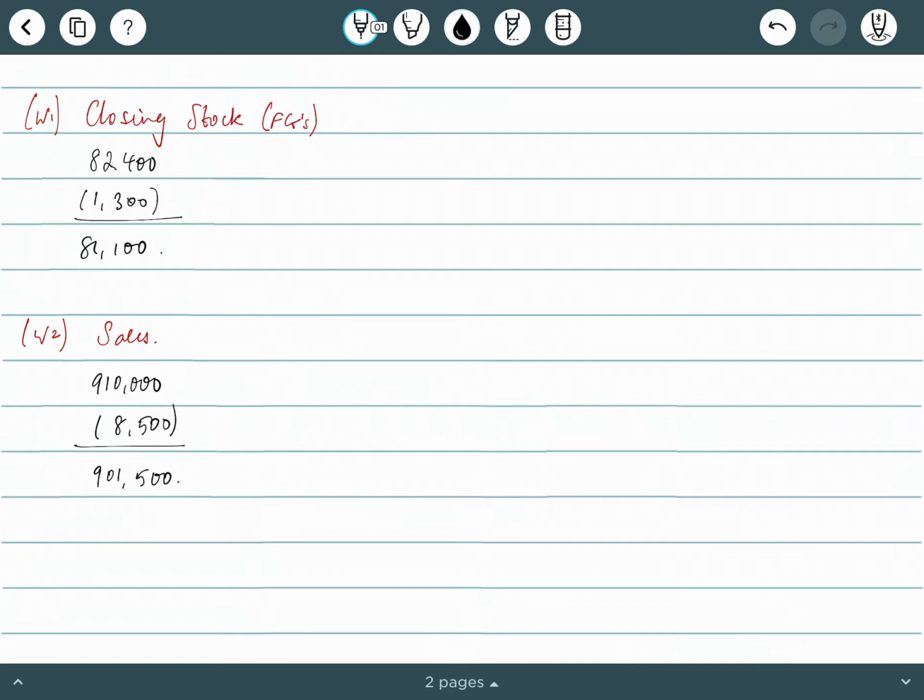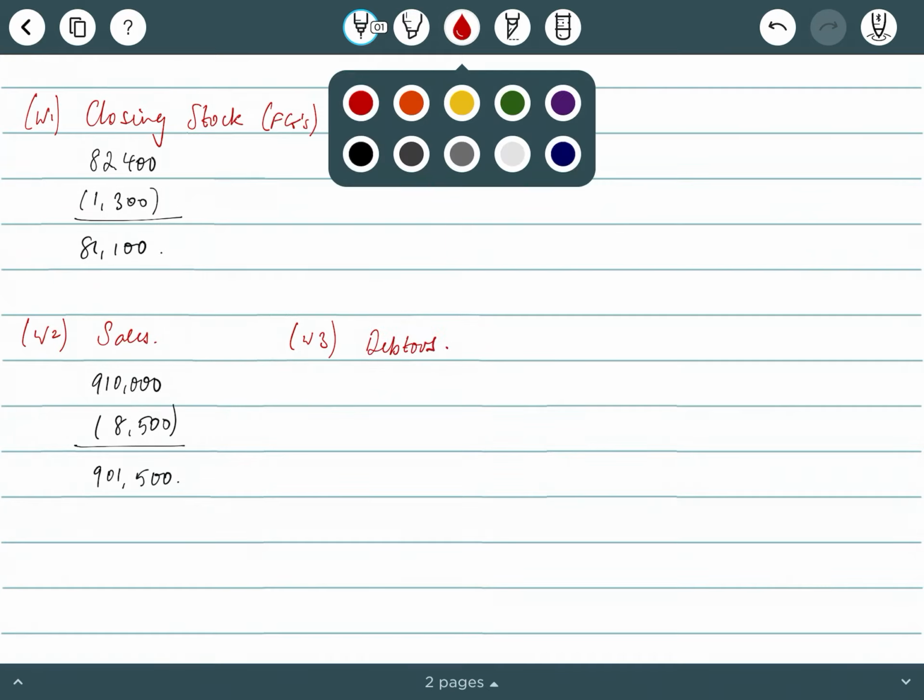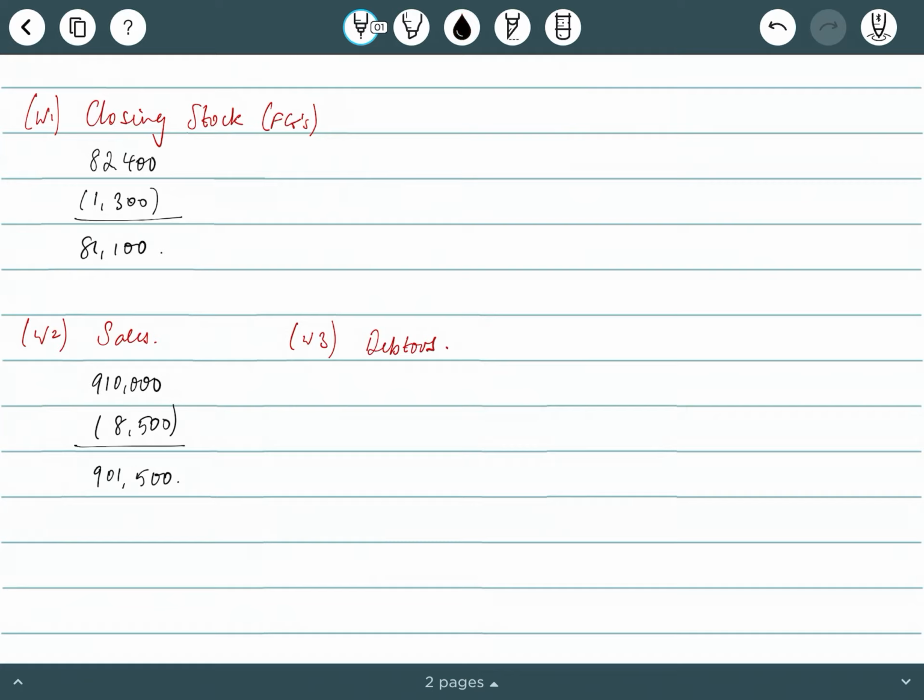The next working that you'll open up with regards to this sale or return basis is debtors. Go back to your trial balance, gents, and you'll find that your debtors figure there is 48,500. And you'll also subtract that 8,500 from debtors, which will leave you 40,000.